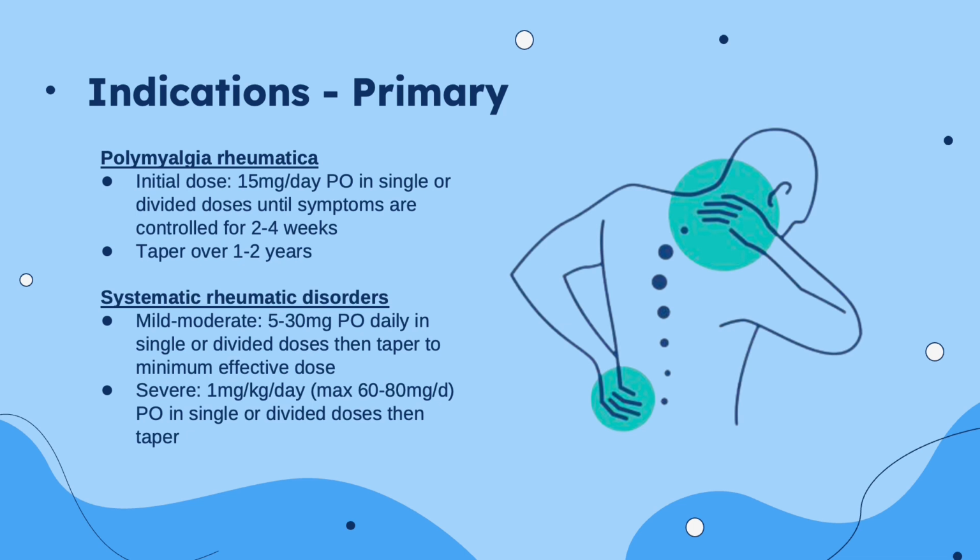For systemic rheumatic disorders, mild to moderate, it is orally dosed 5 to 30 milligrams a day in single daily dose or in divided doses, then taper to minimum effective dose. For severe disease, it is orally dosed at 1 mg per kg per day with a maximum of 60 to 80 mg per day in single daily doses or in divided doses, typically given for several weeks, then gradually tapered.